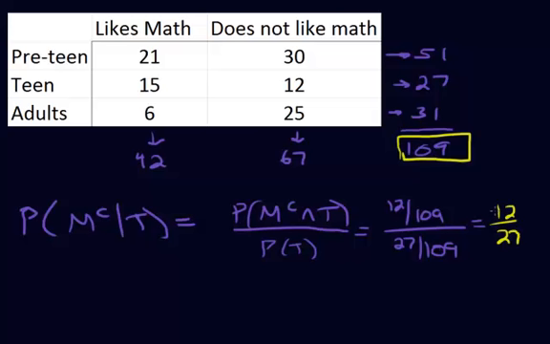Exactly, it's 0.44. 0.44. All right then. That's using the formula. Let's see if we get this just using some common sense.